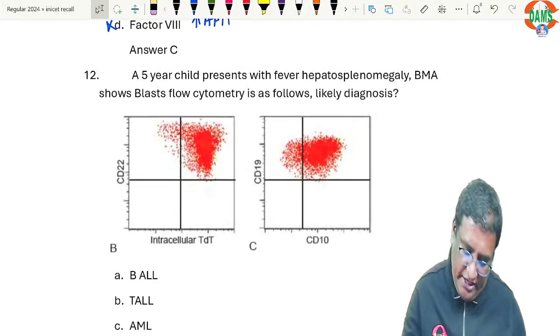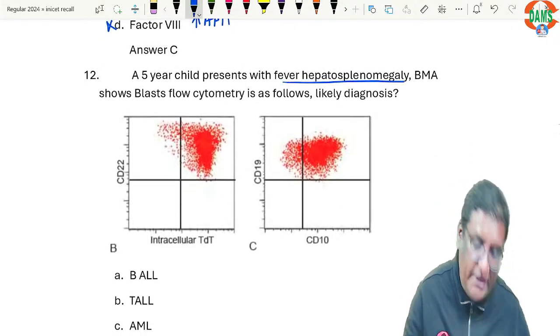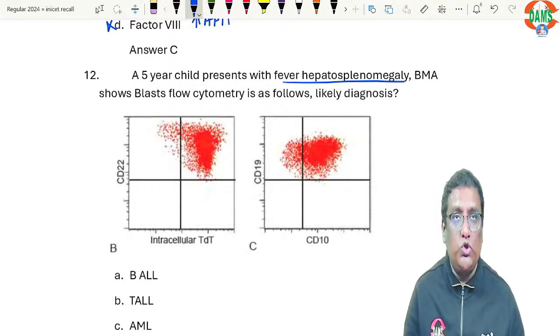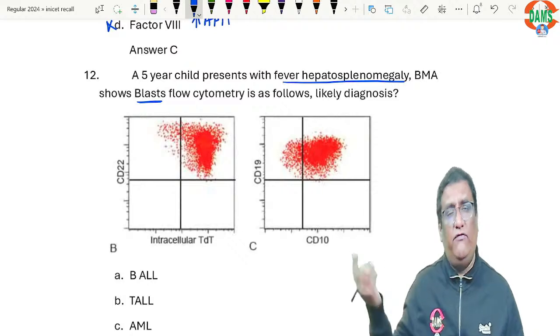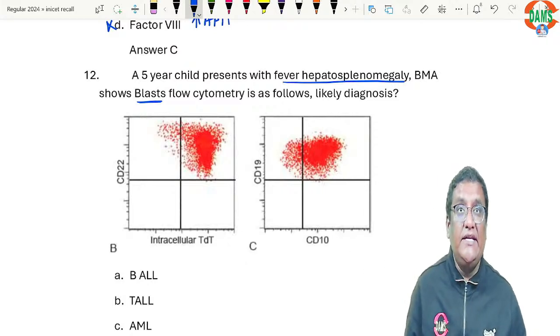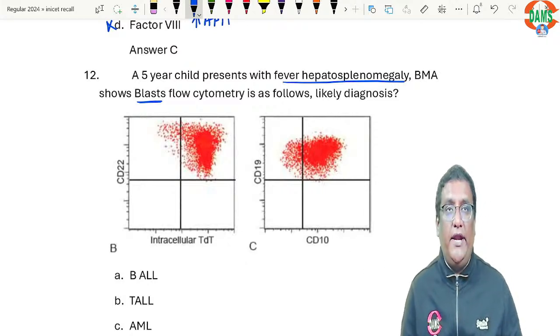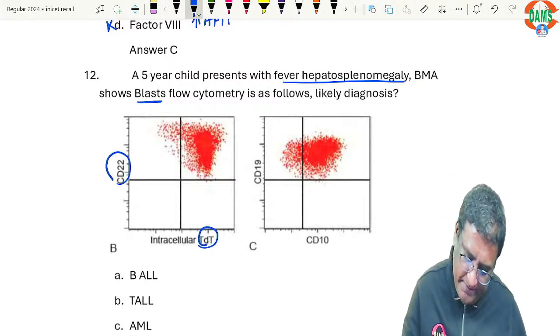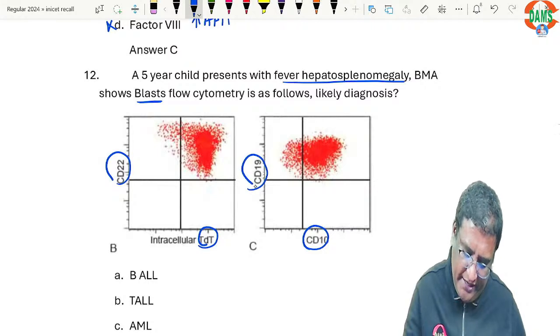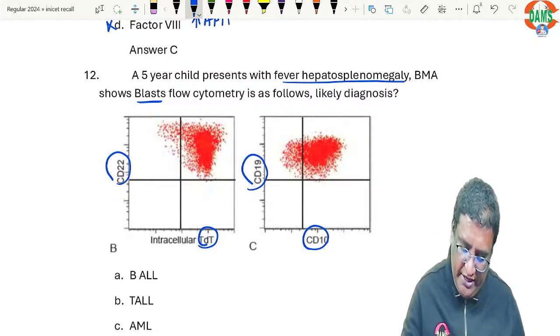A 5-year-old child presents with fever, hepatosplenomegaly. Bone marrow shows blasts. I do not know whether the blast image was also given, but flow cytometry was definitely given, as follows. I already told you how to interpret. TdT and CD22 have been given, CD10 and CD19 have been given. So, let me start interpreting.